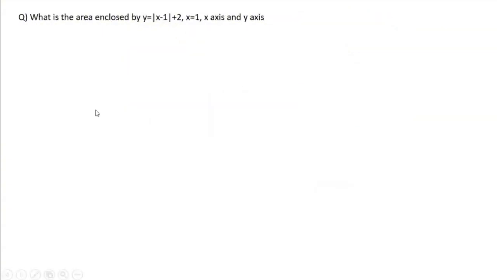Similar question, an area enclosure question, but this time the equations are not standard linear equations. It involved a mod: y equal to mod of x minus 1 plus 2. The second line is given as x equal to 1, which is a very simple line, along with the x-axis and y-axis. So these components are common. Even this is a simple line, except that instead of a traditional x and y equation, it's a modulus equation here. Okay, so the area enclosed by these lines.